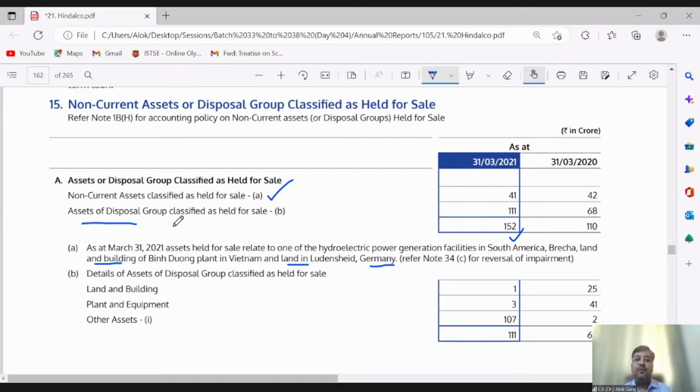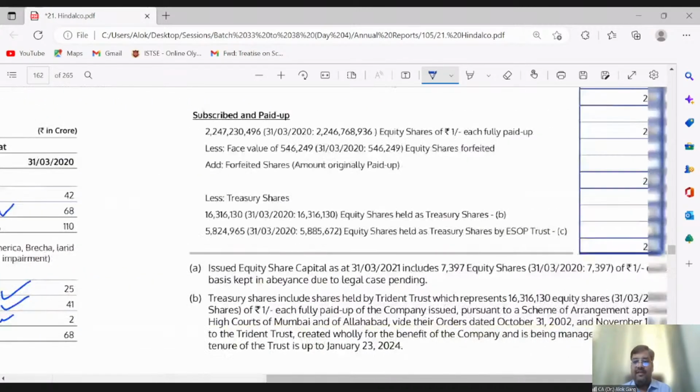Second one is asset of disposal group classified as held for sale. It is 111 crores. And you can see that for assets and disposal group classified as held for sale, there is a land and building. This is a combination. This is a group. One is land and building, then plant and equipment, then other assets, then your other assets, 107. And there is note number 1 given. So there are three kinds of assets: land and building, major asset; plant and machinery, major asset; and other assets. Okay. And what is given in the note? Let's see the note now.